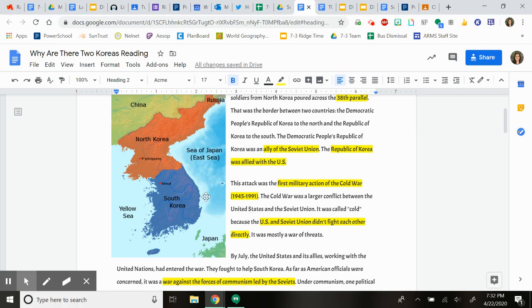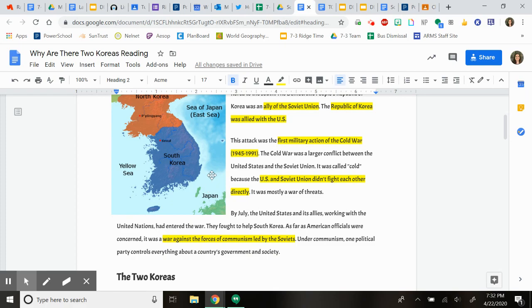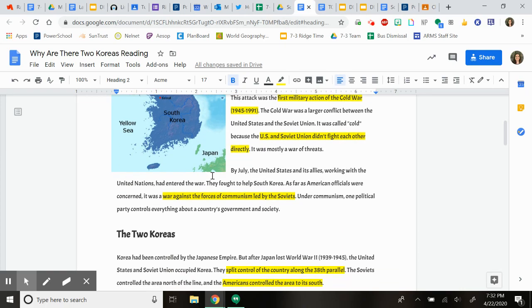This attack was the first military action of the Cold War, 1945 to 1991. The Cold War was a larger conflict between the United States and the Soviet Union. It was called cold because the US and Soviet Union didn't fight each other directly. It was mostly a war of threats.